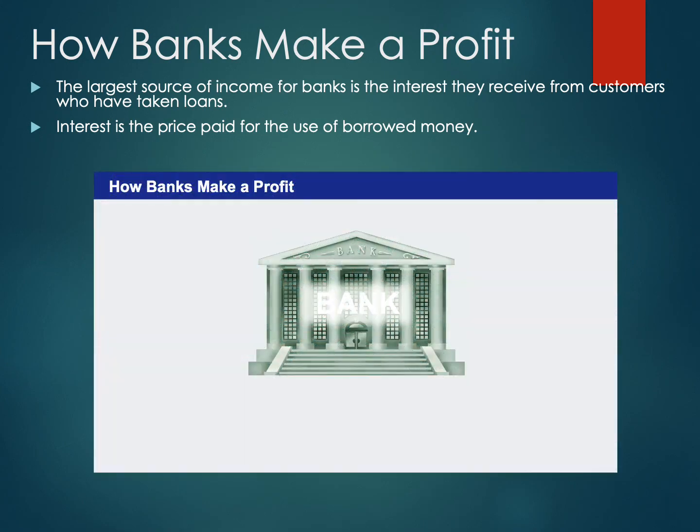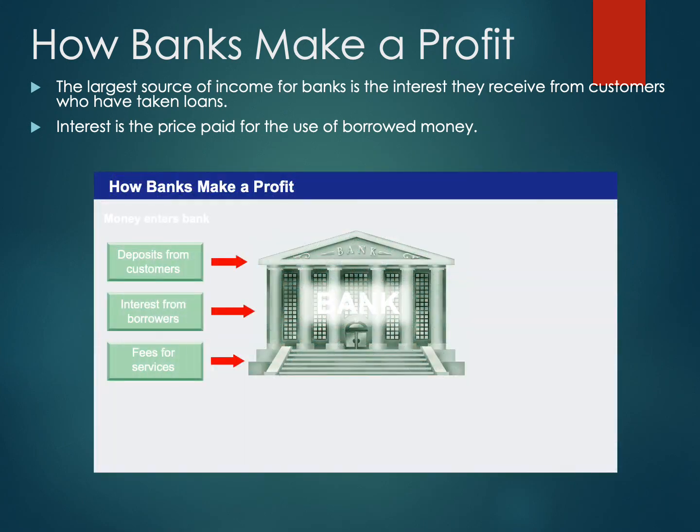So let's take a look at this picture. People put money in the bank. Some of those are deposits from customers when you go and deposit money in the bank. Some of the other money that comes into the bank is the interest that people have to pay to the bank because they have taken out a loan. And then, of course, there are fees and services. There might be a fee on the ATM. There may be a fee for filing a particular piece of paper.